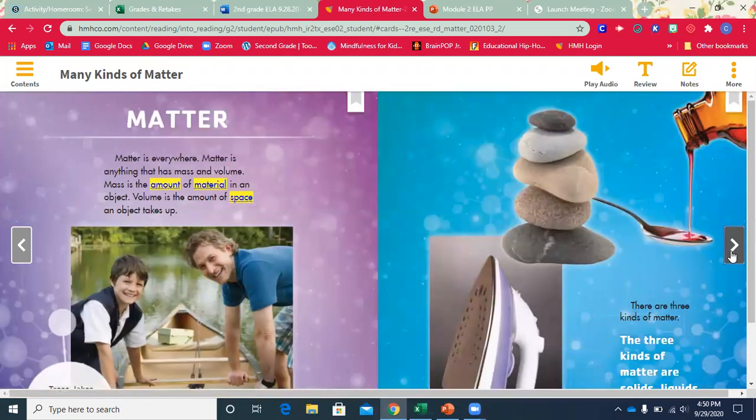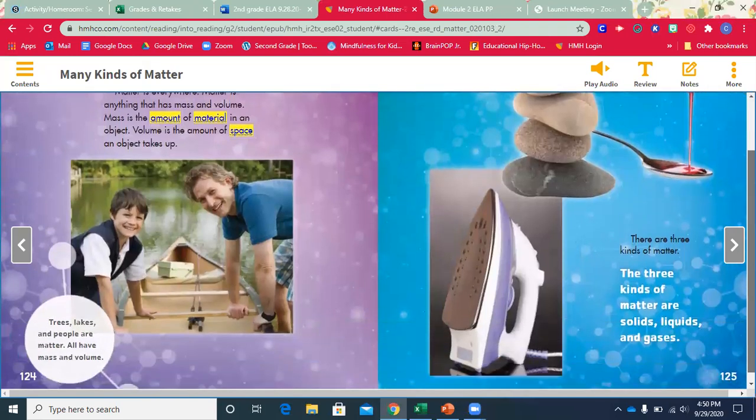Matter. Matter is everywhere. Matter is anything that has mass and volume. Mass is the amount of material in an object. Volume is the amount of space an object takes up. There are three kinds of matter. The three kinds of matter are solids, liquids, and gases.